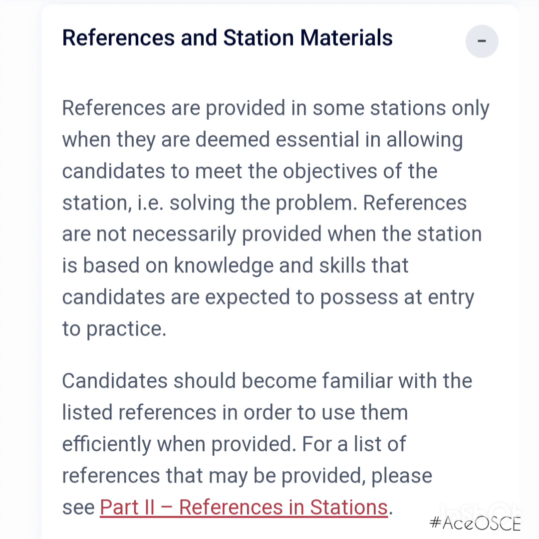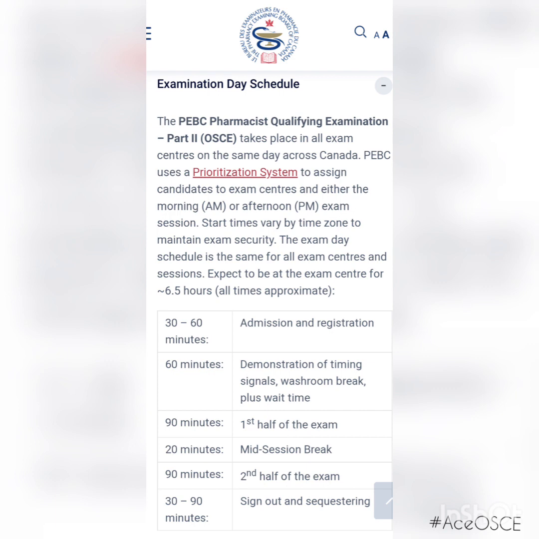Here, your knowledge is being tested in addition to your communication skills, your empathy skills, your patient care skills, so that the assessors can see if you have entry to practice knowledge to become a pharmacist. So keep this in mind. Make sure that you are comfortable with this.